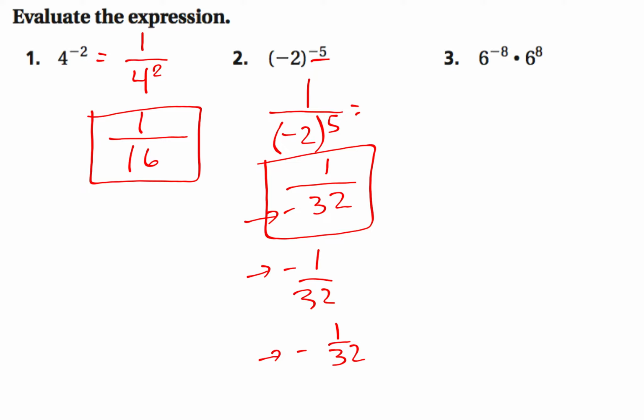Okay, 6 to the negative 8 times 6 to the 8th. We will go ahead and add the exponents together because they're being multiplied. And we get 6 to the 0. Since 6 is not 0, 6 to the 0 is going to equal 1.